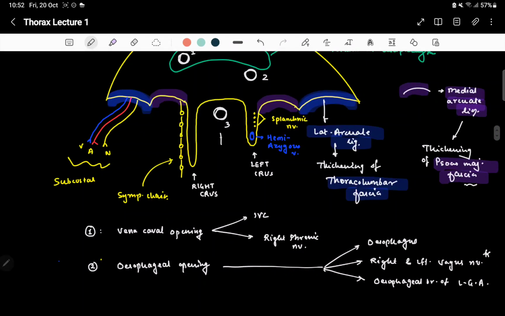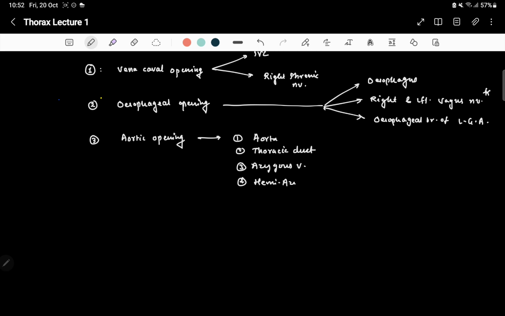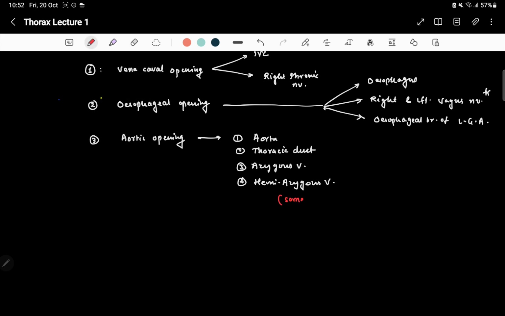And then between the crus we can have your aortic opening. Between the crus, here what passes? Aorta, thoracic duct, azygous vein, and your hemiazygous vein sometimes. Okay, understood?